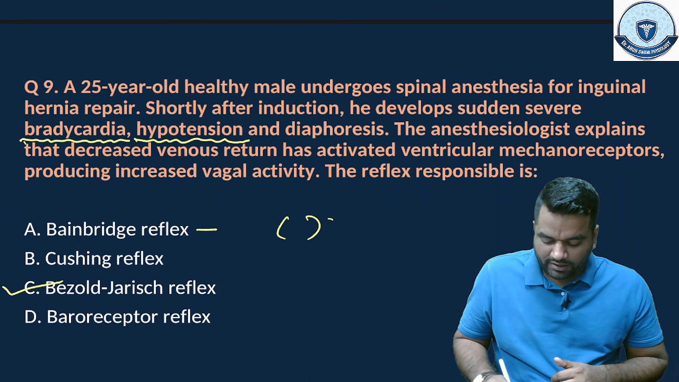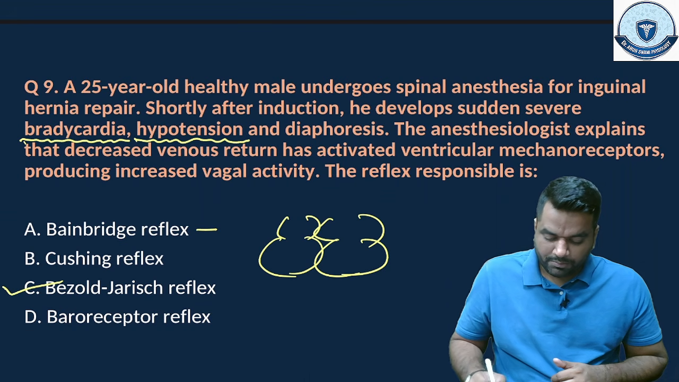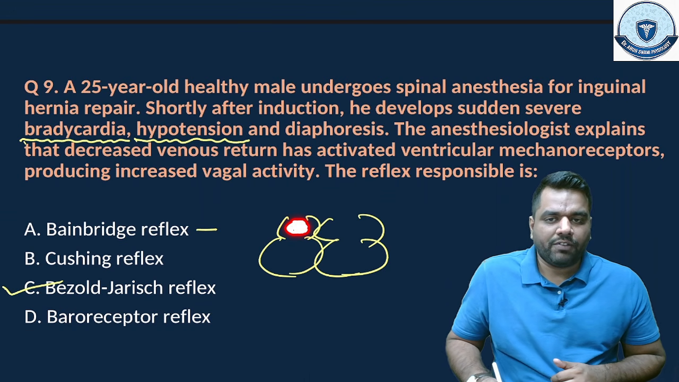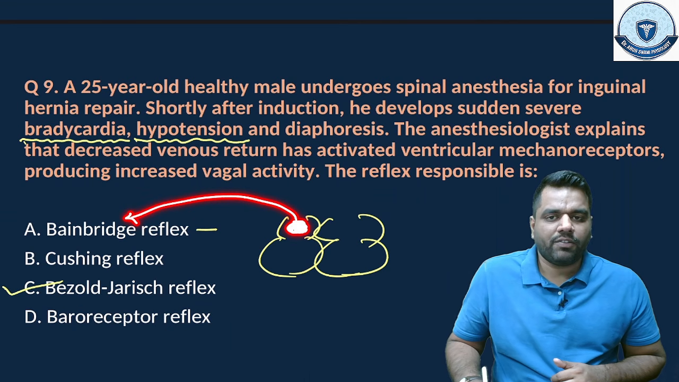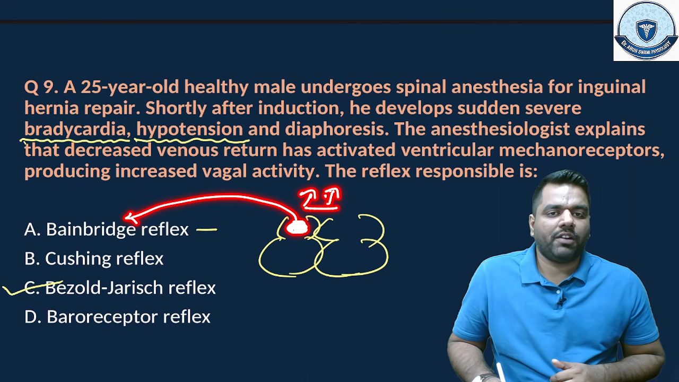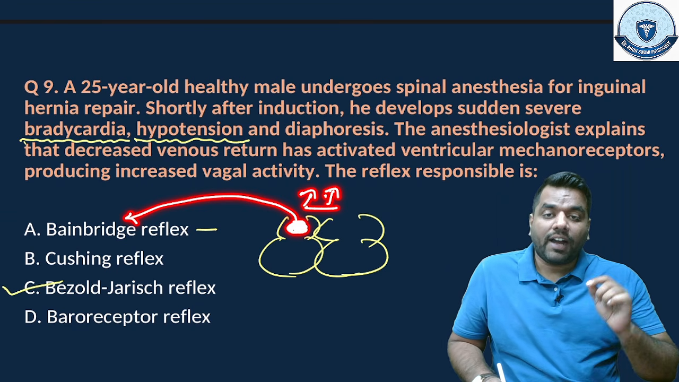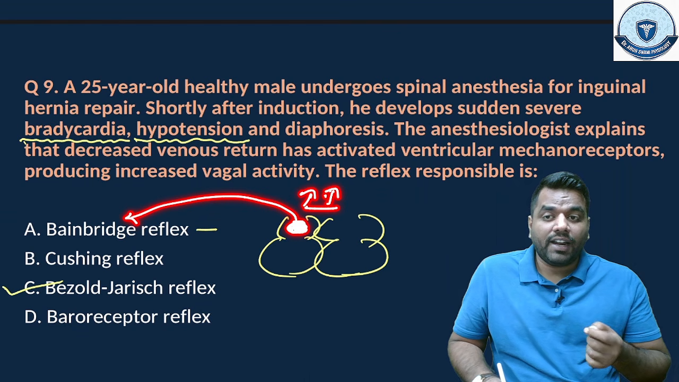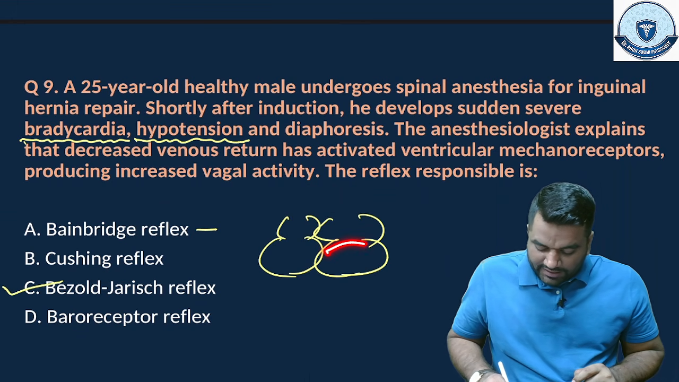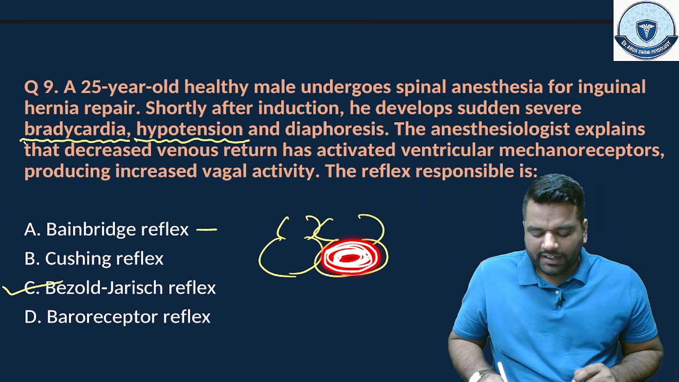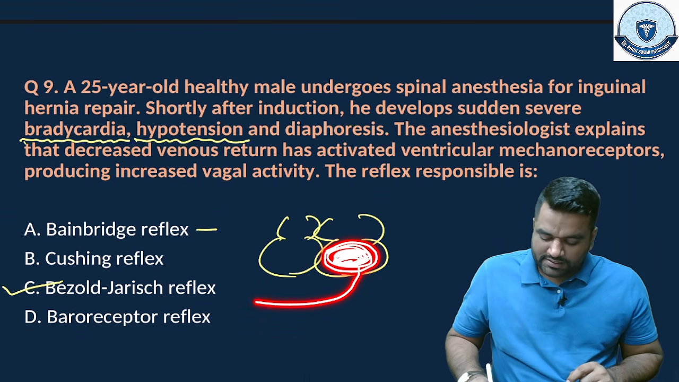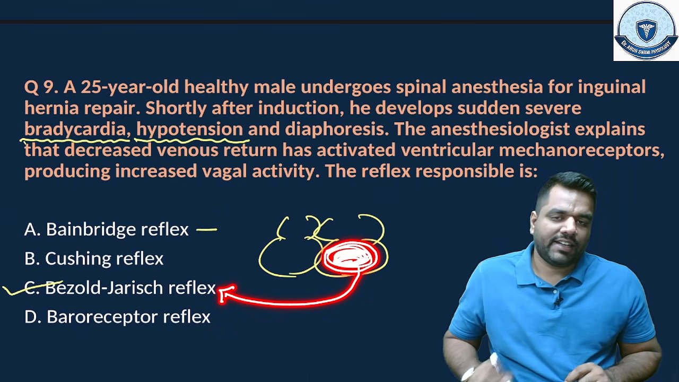Bradycardia and hypotension is the condition of Bezold-Jarisch reflex, because for Bainbridge reflex, suppose this is your heart. Please remember, guys, this is your heart. If this area is producing any reflex, we call it the Bainbridge reflex, and this always increases the heart rate and increases the BP. So there will be hypertension and tachycardia, right? If the left ventricle is showing any reflex, this always causes bradycardia and hypotension, and this is what we call the Bezold-Jarisch reflex.